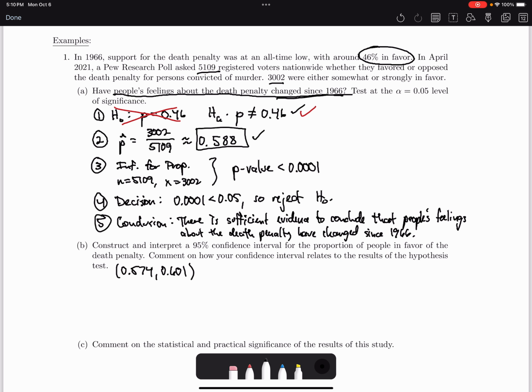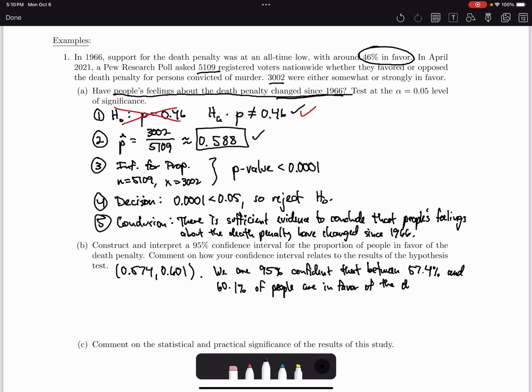We were asked to interpret it as well, so we could say something like, we are 95% confident that between 57.4% and 60.1% of people are in favor of the death penalty.